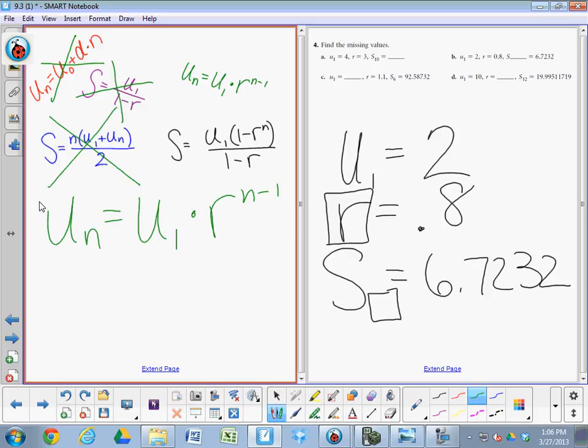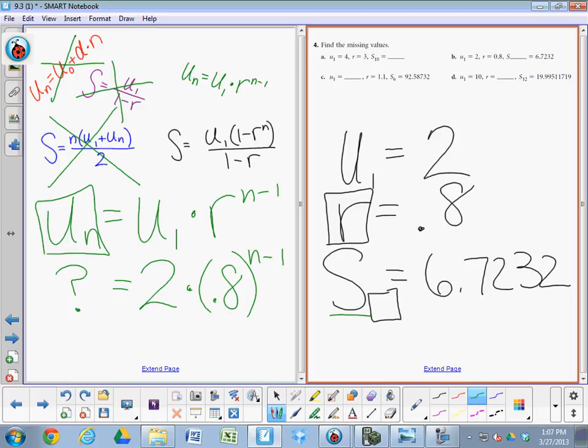If we used green, we know what U1 is. We know what R is. We don't know what N is. And do we know what the nth term is? We don't know what N is, so we don't know what the nth term is. If you don't know whether you're on term number 8 or term number 9, you can't figure out what the answer is, right?